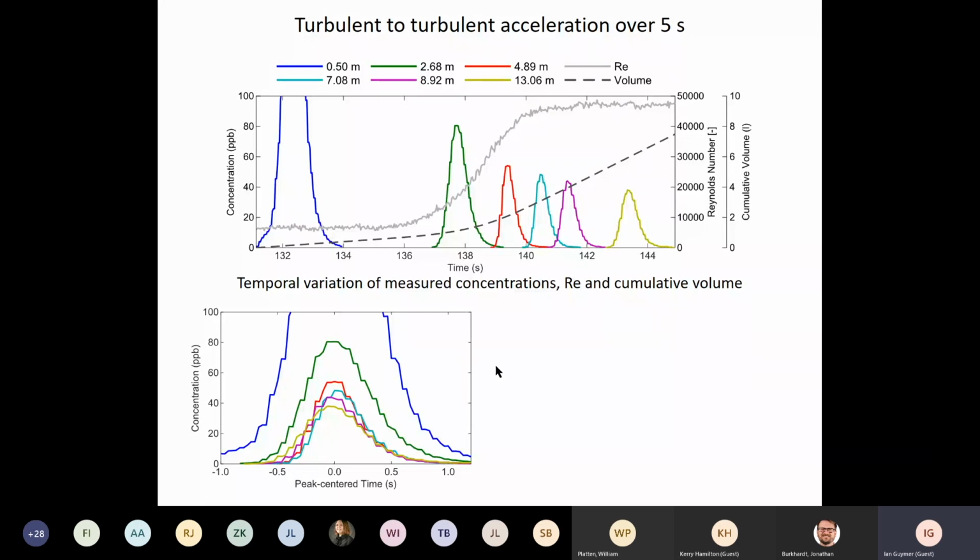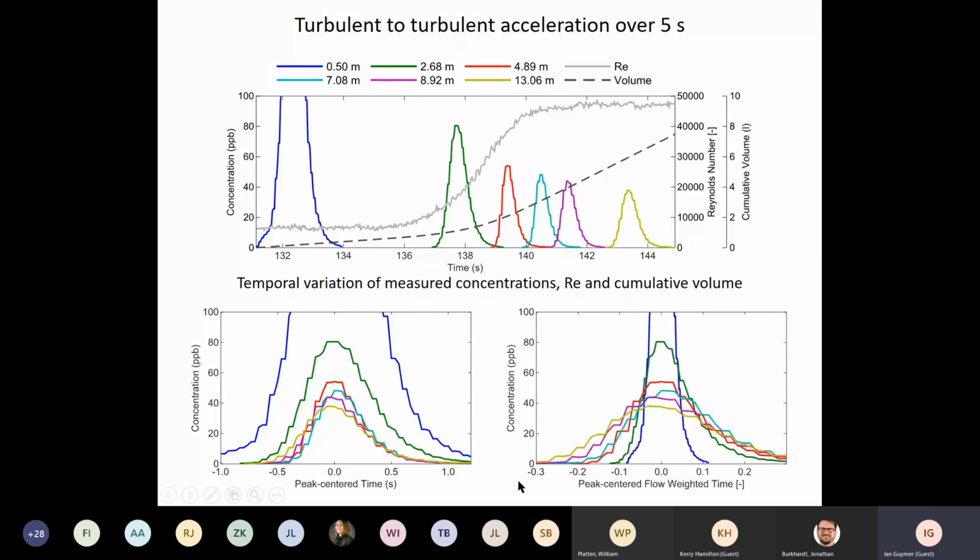And so what we've done is we've adjusted the time to look at flow weighted time, so we know how the flow changes in our system. So we've adjusted the data so that we've got equal increments of flow weighted time, and then when you put those on top of each other, they comply more with what we're expecting, that the temporal spread of the distribution increases as you go downstream once you've accounted for the acceleration of the flow.